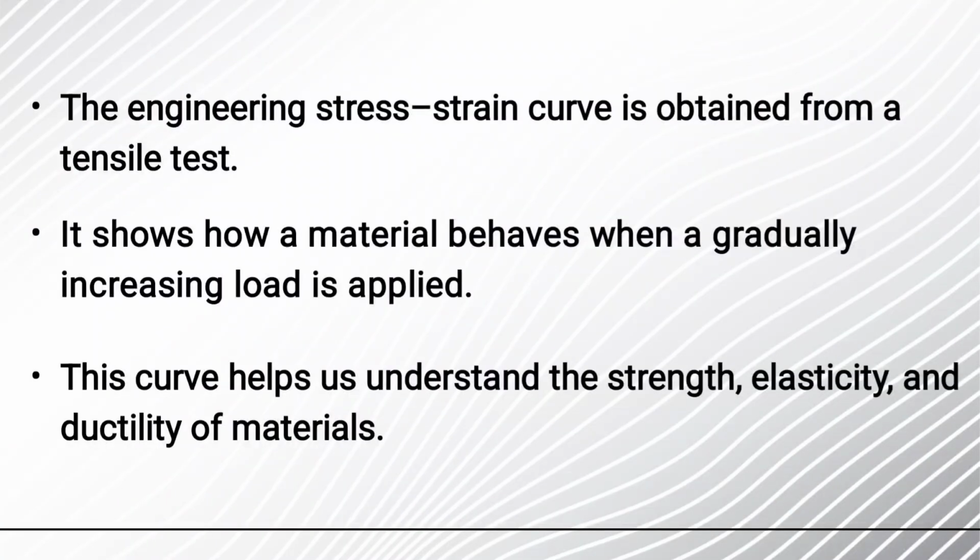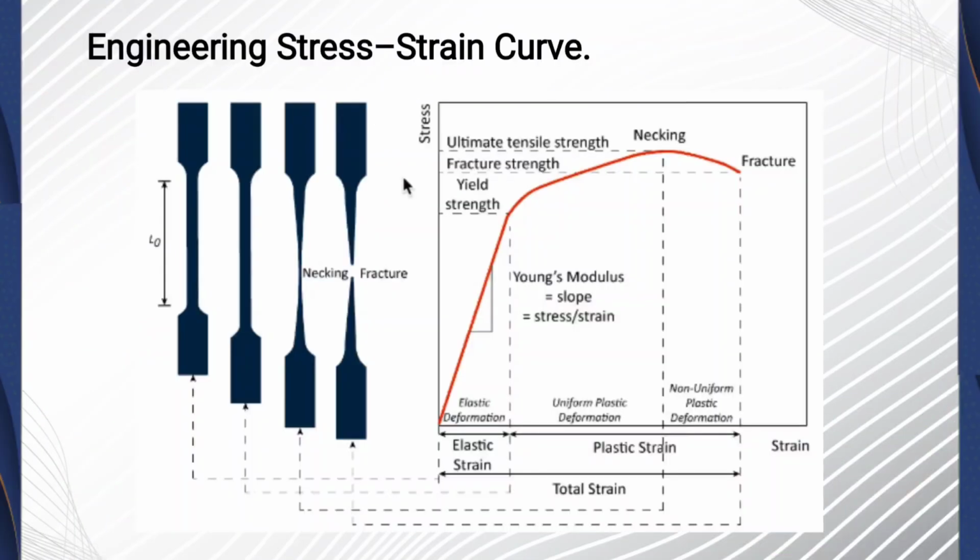Now let us see, the engineering stress strain curve is obtained from a tensile test. This curve helps us understand how a material behaves when a gradually increasing tensile load is applied. From this curve, we can determine important mechanical properties such as strength, elasticity, ductility, toughness, and stiffness. These properties are essential for selecting suitable material in engineering elements. So, next we see what is engineering stress and engineering strain.